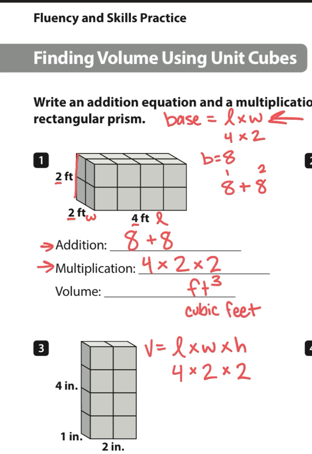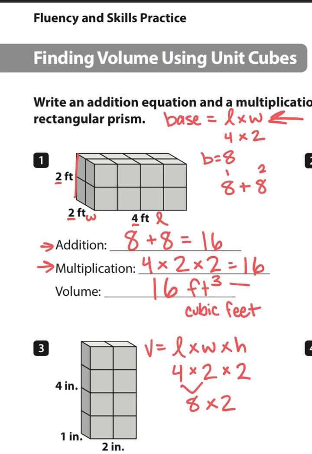So now for our addition equation, we have 8 plus 8, and for the multiplication equation, we have 4 times 2 times 2. We know that 8 plus 8 is 16. And we know that 4 times 2 is 8, and then 8 times 2, which is the height, is 16. So we know that our volume is going to be 16, so we can write 16 on the bottom line, and we need to make sure that we have the feet cubed, which is the 3, or cubic feet.